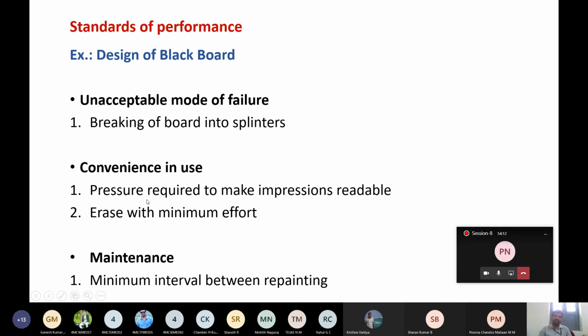Again, this is related to convenience of use. Pressure should be less. Whatever is written on the board must be erased easily. Then minimum interval between repainting: if this interval is more, that is desirable. Instead of requirement of repainting every 6 months, if it is after 2 years, that will be preferred by the school or college management.